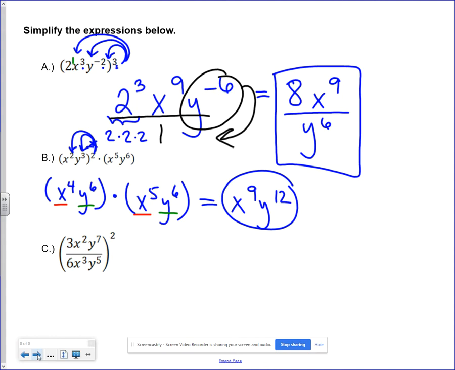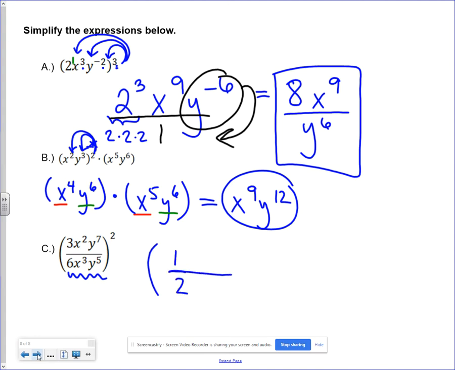And then last, let's do C. You can do C a couple of different ways. You can distribute the exponent of 2 on the outside to all the exponents on the inside, and then reduce. Or it would be easier to actually reduce inside the parentheses before we distribute the 2. So let's simplify inside the expression first. If you had the fraction 3 over 6, that would reduce down to 1/2, right?